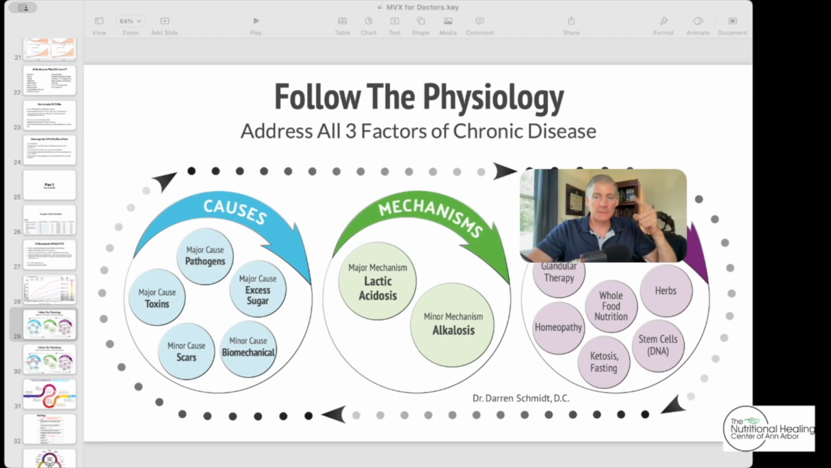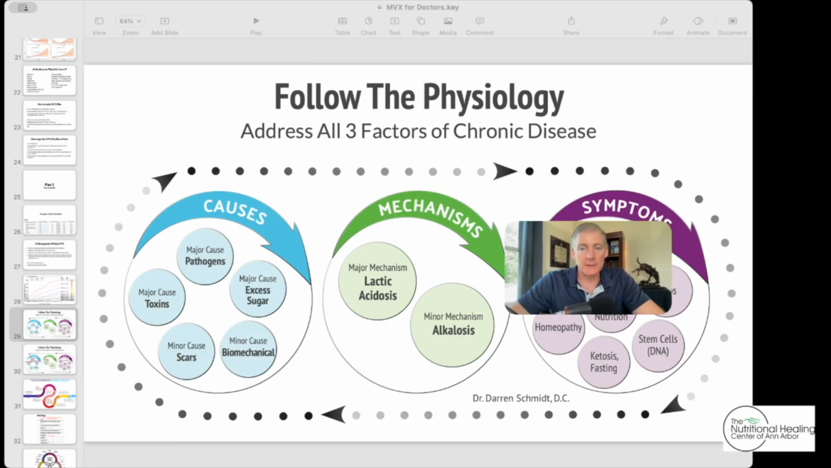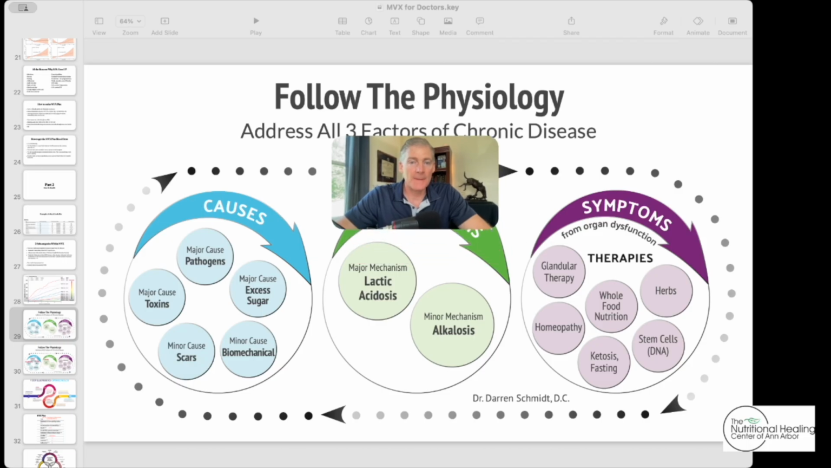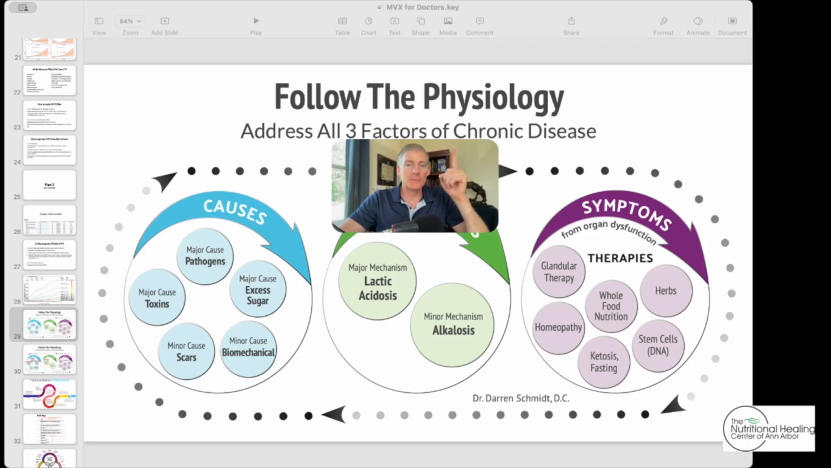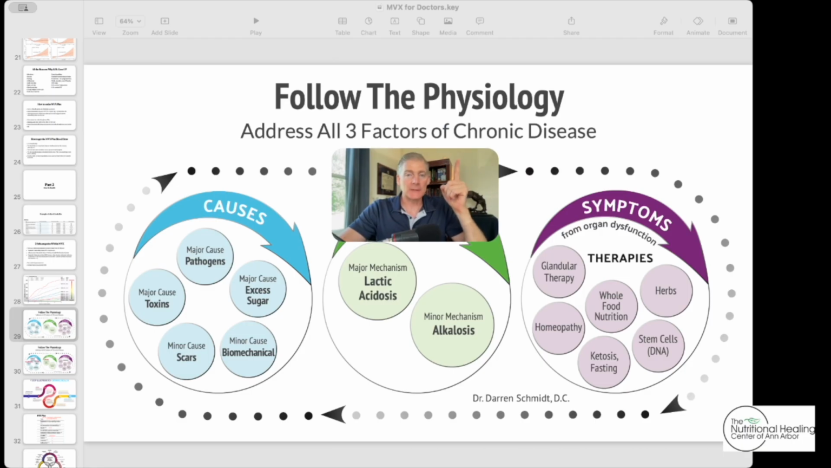And it goes around like this, right? Because all three of these circles all work together. You've got to fix all three. Okay, and I call this the follow-the-physiology graphic: address all three factors of chronic disease.